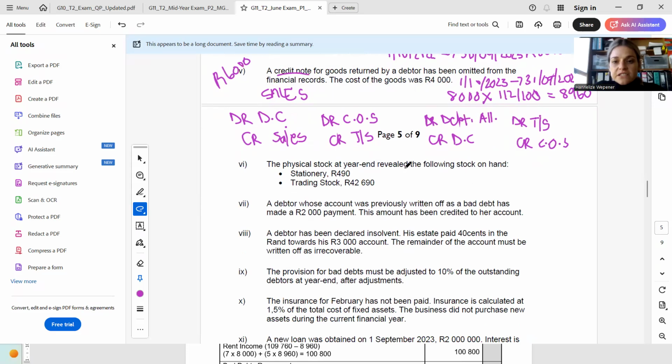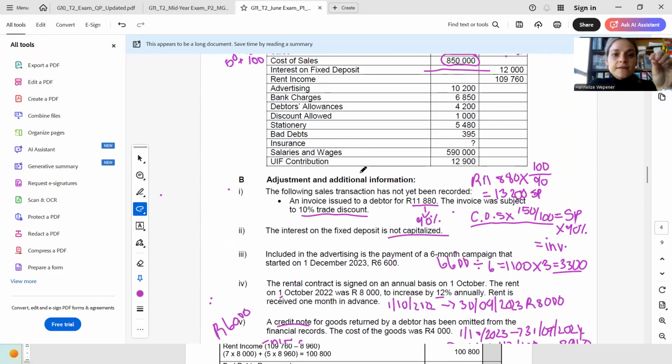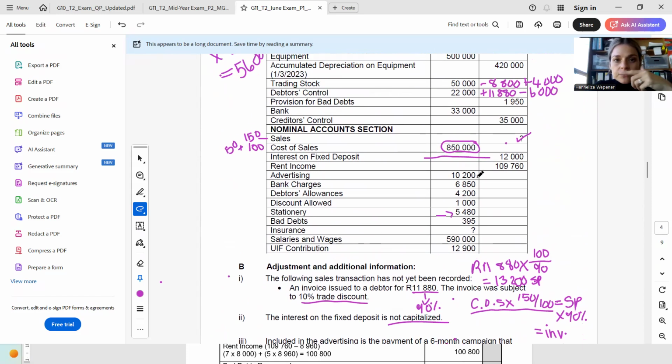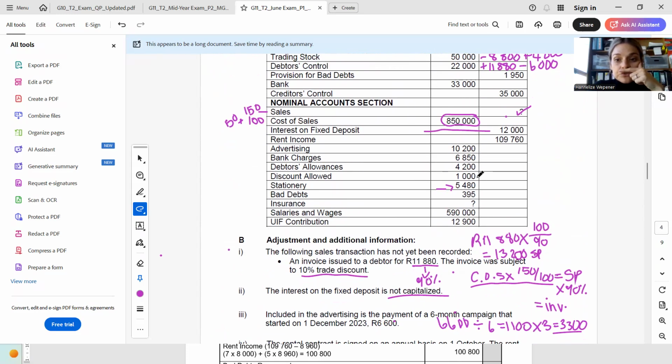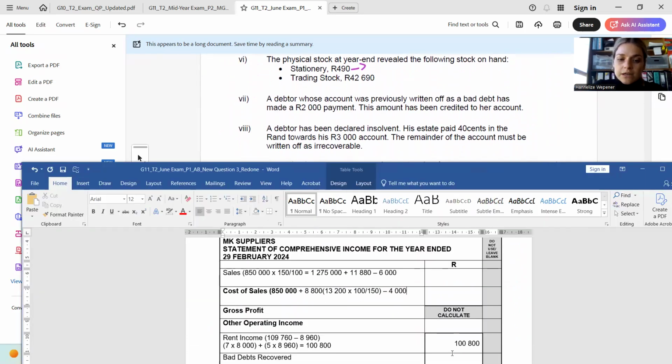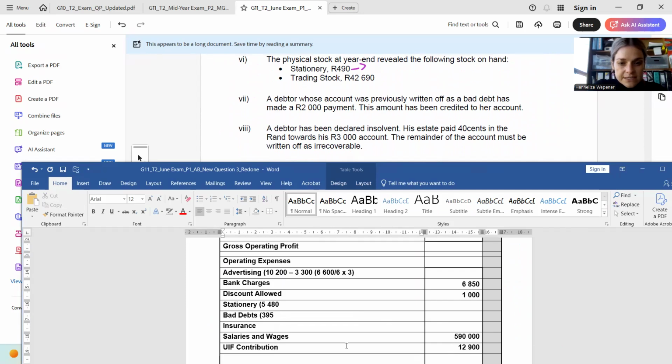Next up, the physical stock count revealed the following. You had stationery on hand. So remember, the stationery that you see in your pre-adjustment trial balance, the 5,480, is all the purchases you made, whether cash or credit. You purchased that stationery, but you haven't yet used all of it. So now you just need to reclassify this as consumable stores on hand. So I'm removing it from my stationery. I'm saying I haven't used that yet. And then I will debit my consumable stores on hand account.